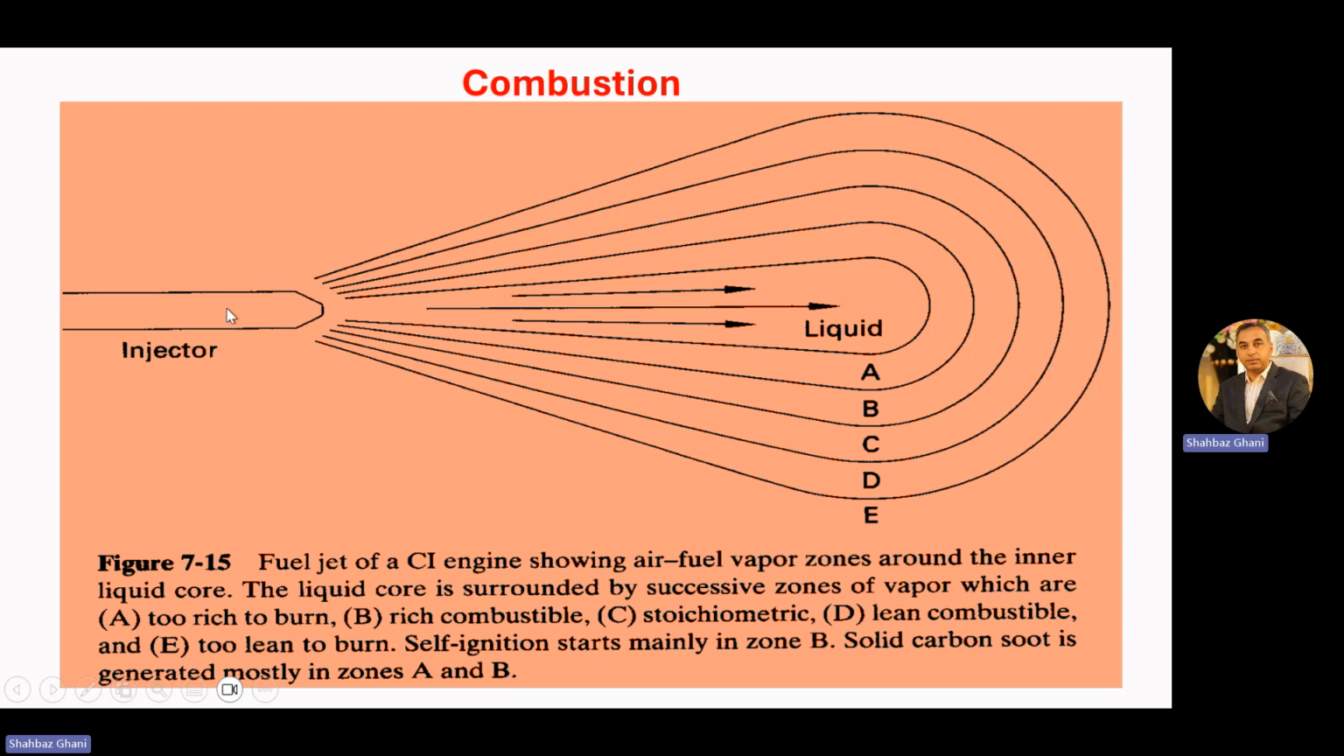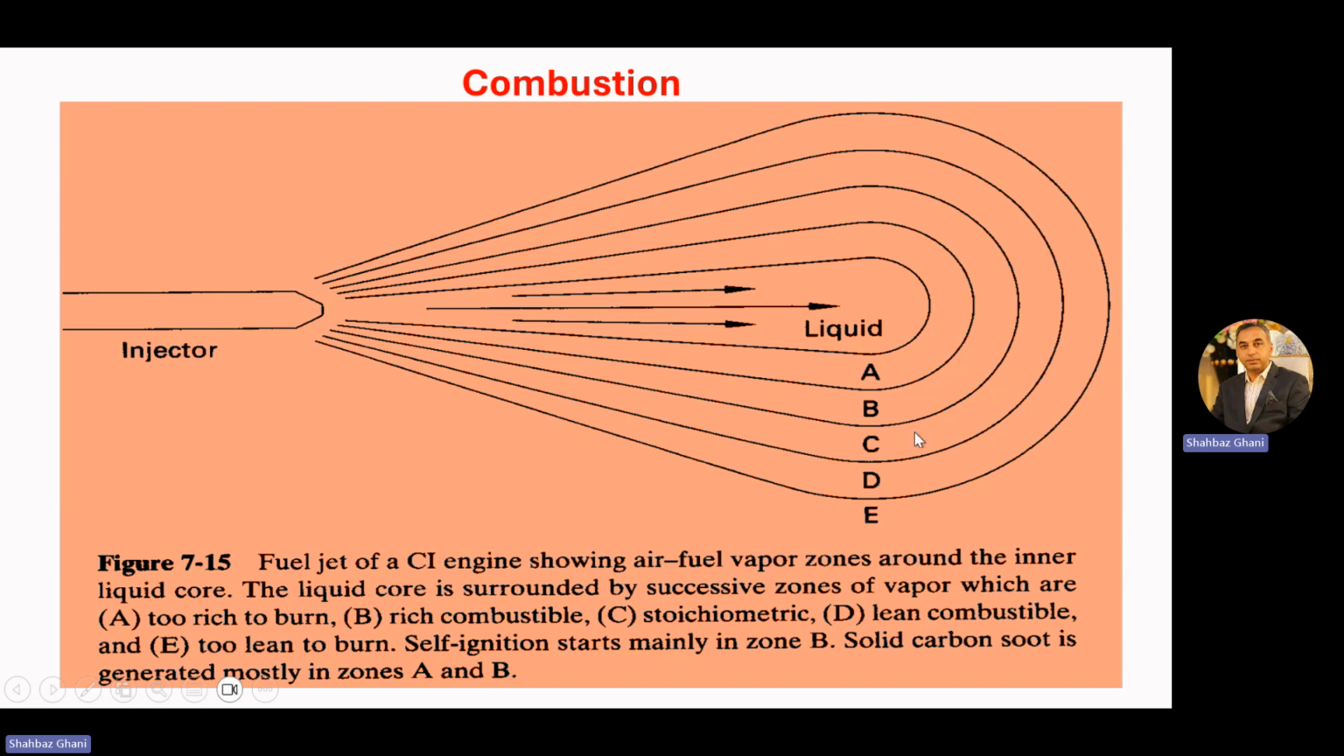This is your injector, which is injecting this fuel, and this center portion is the liquid core. It is surrounded by successive vapor zones of vapors, which are A. This A zone, which is around the liquid core, is too rich to burn. We have more quantity of fuel in this region. Then B is rich combustible. This B region after the A is rich combustible.